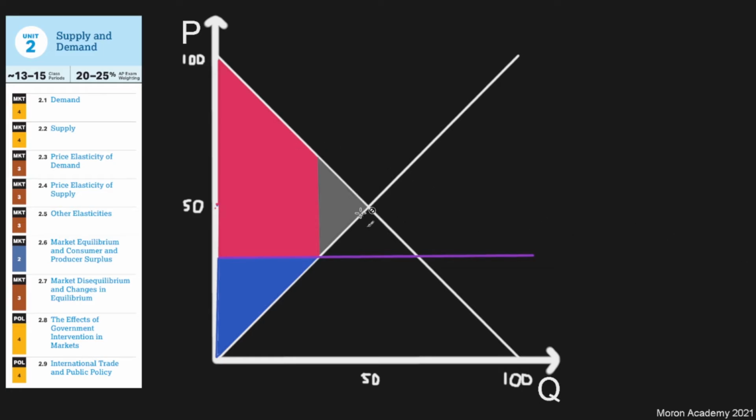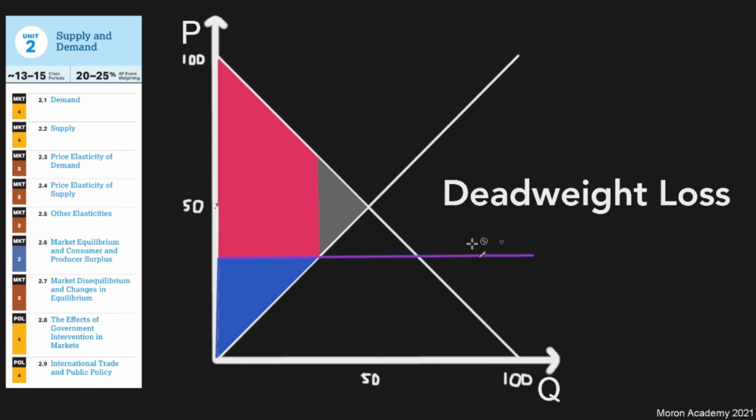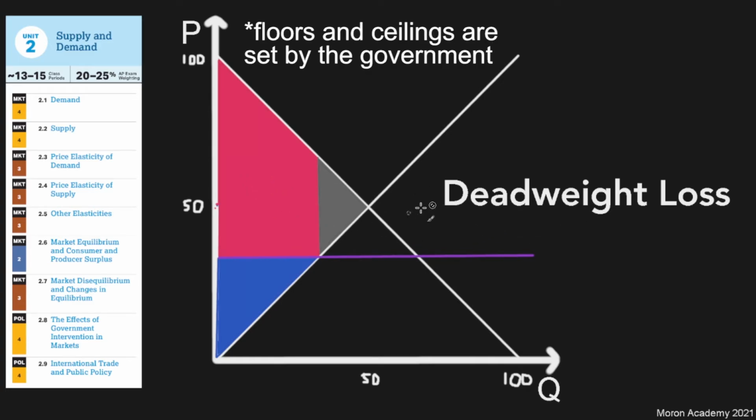However, ceilings and floors cause deadweight loss, and deadweight loss is unused opportunities in the market. All you need to know is that it's bad, and having a lot of deadweight loss is not good for the market and is not good for both the consumers and producers, and that's why floors and ceilings tend to be harmful when there's no good reason to place them.